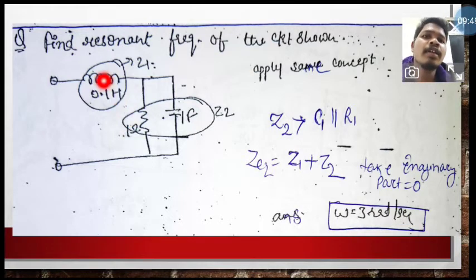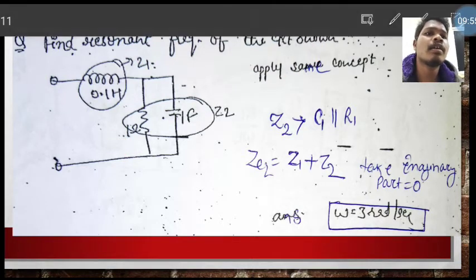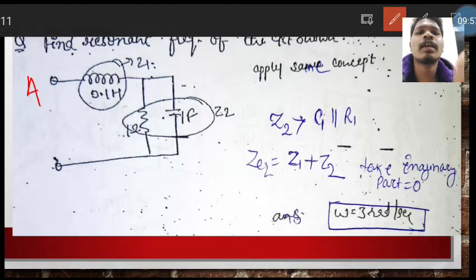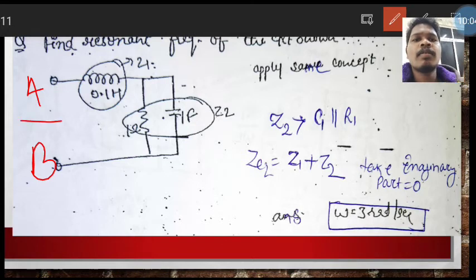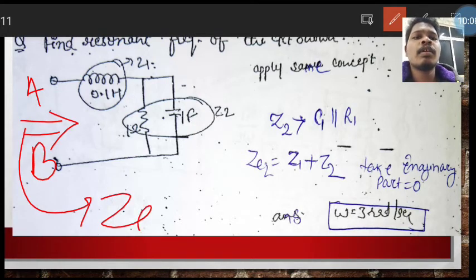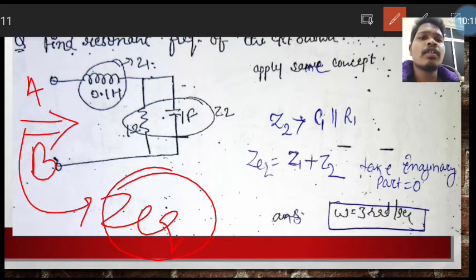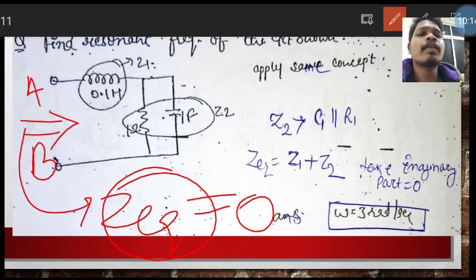See here also it is asking about finding the resonance frequency of the circuit shown below. So this is another circuit. Here this is the point A and this is the point B. First, by observing this side only, we can find the equivalent impedance. After finding the equivalent impedance, make the imaginary part of the impedance equal to 0, then only you will be able to find the omega, that is the resonance frequency.